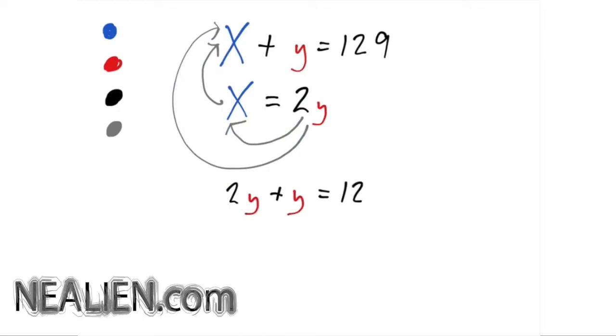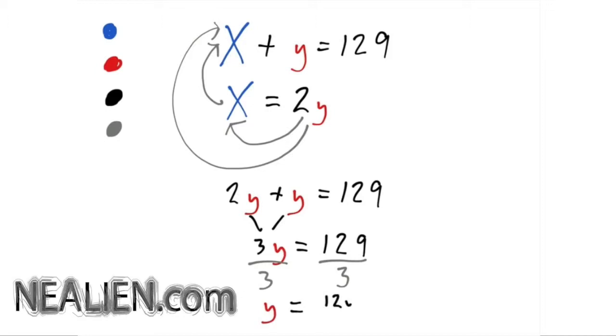So we've got 2Y plus Y equals 129. And then you add the like terms. 2Y plus Y is 3Y. 3Y is 129. The next step actually is to divide both sides by 3. I don't know offhand what 129 divided by 3 is, but I do know that 129 is equal to 120 plus 9. And I know that 120 divided by 3 is 40, and 9 divided by 3 is 3, so it's 40 plus 3, which gives you 43.